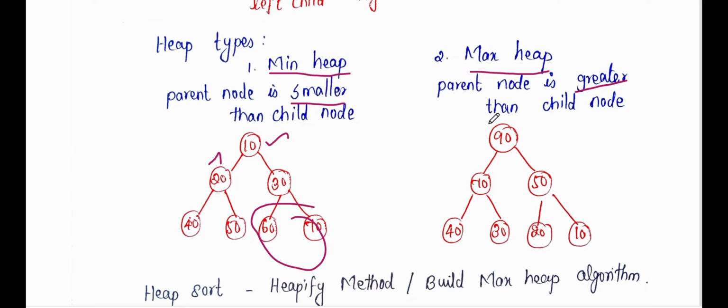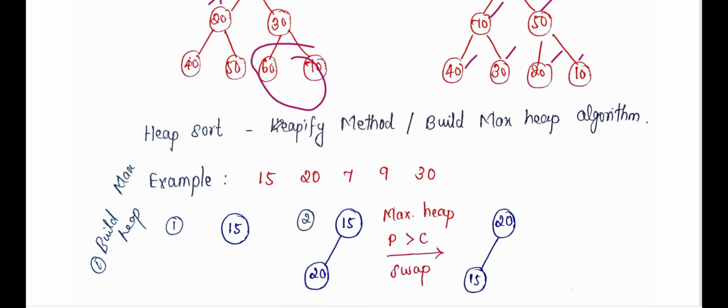In a max heap, it is the reverse of a min heap. Here the parent node is higher than the child node. So 90 is higher than 70 and 50. Here 70 is higher than 40 and 30, and 50 is higher than 20 and 10. So the parent node is always greater than the child node in a max heap. In a min heap, the parent node is always lesser than the child node. Clear?